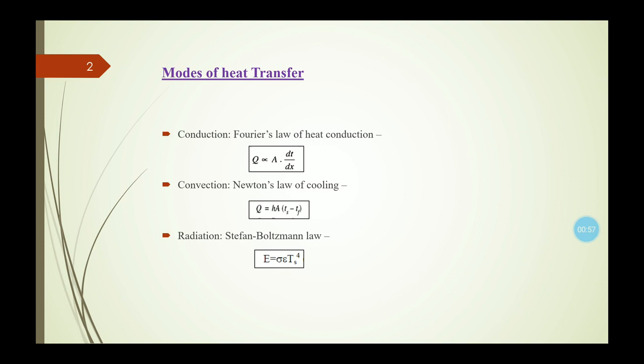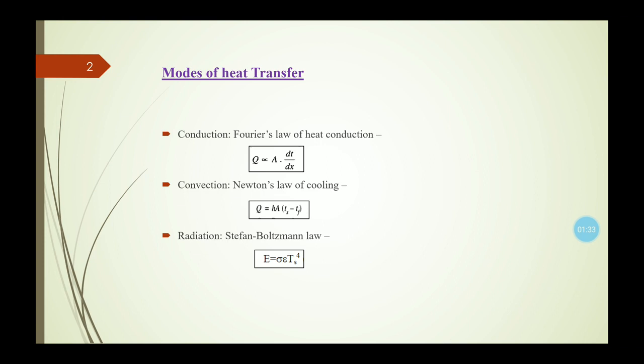So the mathematical representation of Newton's law of cooling is Q equals hA into the temperature difference. Now, this Q is the rate of the convective heat transfer. A is the area exposed to the heat transfer, Ts is the surface temperature, and Tf is the fluid temperature. The h in this representation is the coefficient of convective heat transfer. So this Newton's law of cooling is applicable for convection.